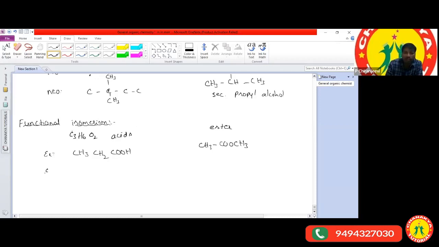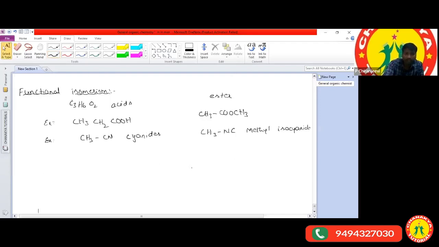What is another example? Cyanides: methyl cyanide, CH3-CN. So this we call a cyanide. Cyanides and isocyanides. What is the functional group of the isocyanide? CH3-NC. This we call methyl isocyanide. So these two also we can consider as functional isomers.